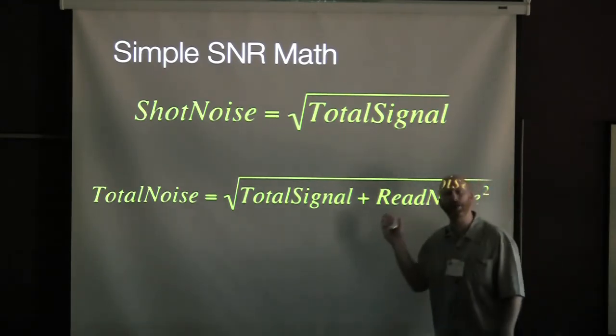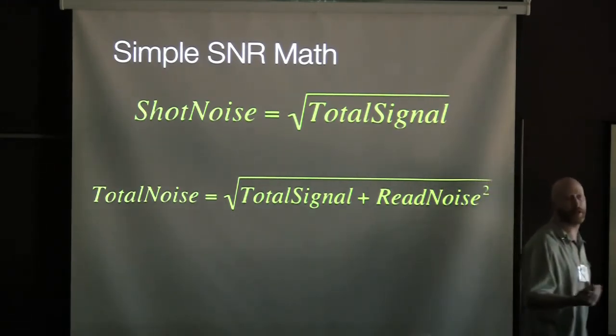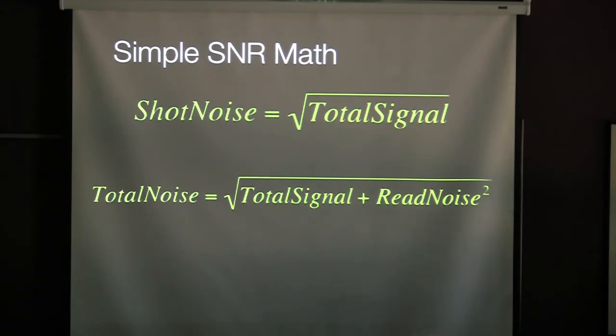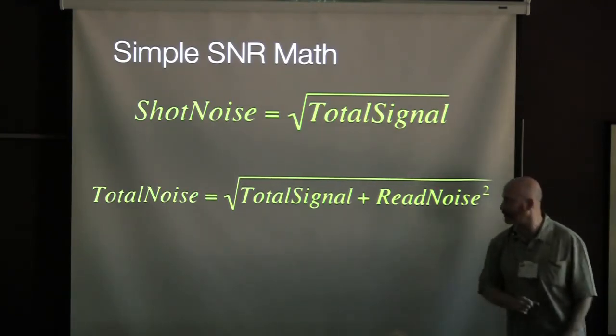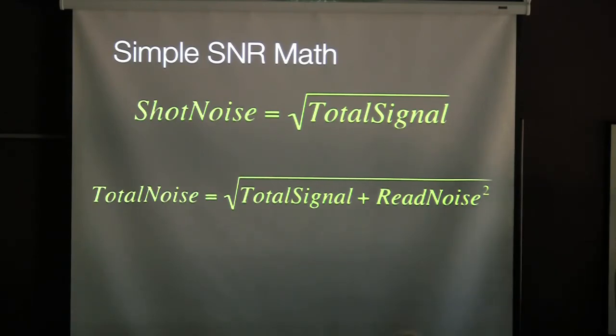Noise. Shot noise, I mentioned before. Anytime you're getting signal, you're going to be getting shot noise associated with it as well. And it's the square root of that signal. So our shot noise is the square root of our total signal from our target, our sky glow, and our dark. Total noise, the way noise adds here, we've got to stick it together like this, is the square root of the total signal plus the read noise squared.